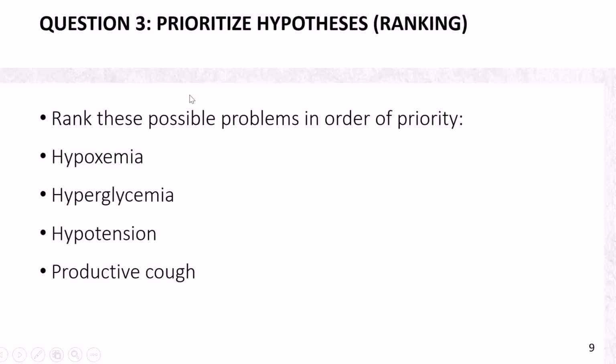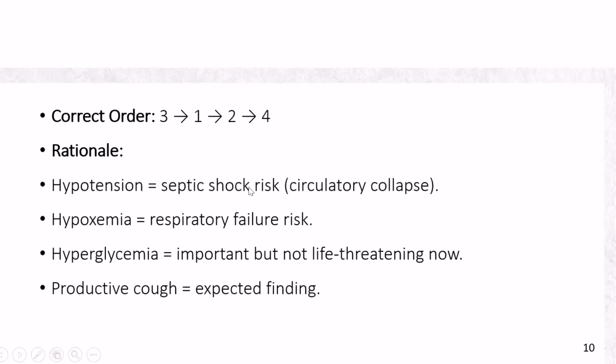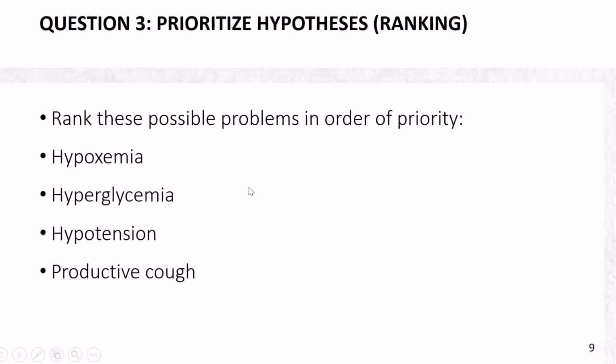So still on the same client, we are moving on to prioritizing the hypothesis. So now that we've identified the issues, you are being asked, rank these possible problems in order of priority. So how are you going to address them? So arrange it in order of priority. So always have the ABCs at the back of your mind, your airway, breathing, circulation, and then use it. What you're going to take first. So which one? Hypoxemia, hyperglycemia, hypotension, productive cough.